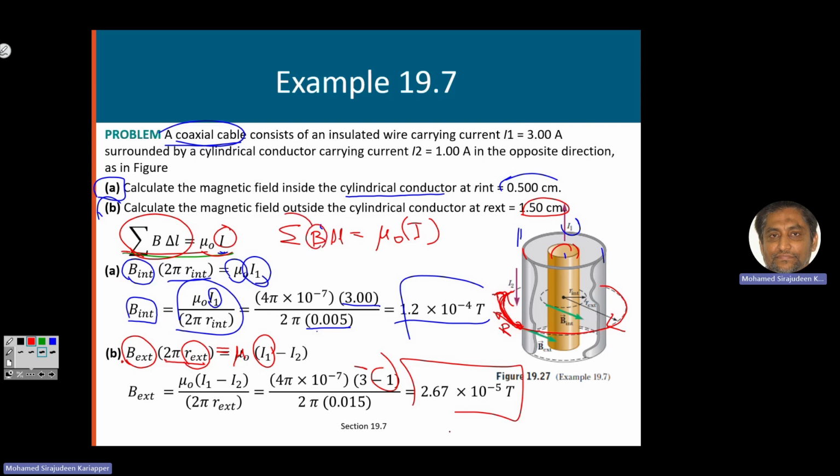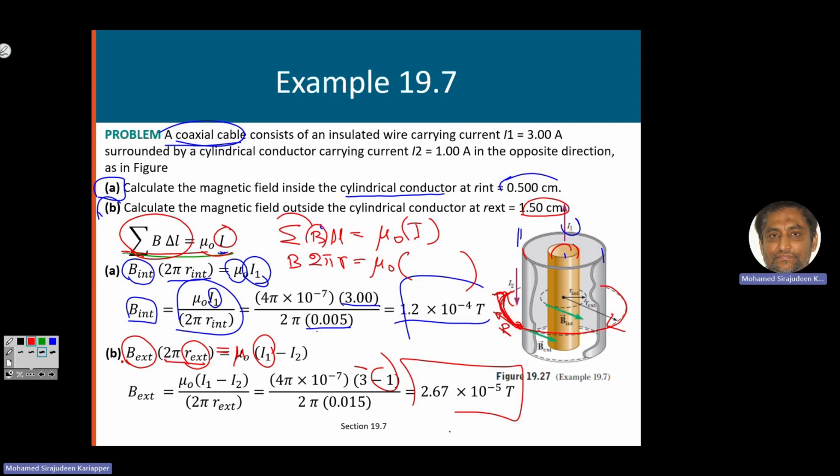Now we can say this is constant, so I will take it out. And sigma delta L means the total length of the red circuital path, so it is the circumference. So it is 2 pi r equals mu 0 times the current inside this, with the correct sign.